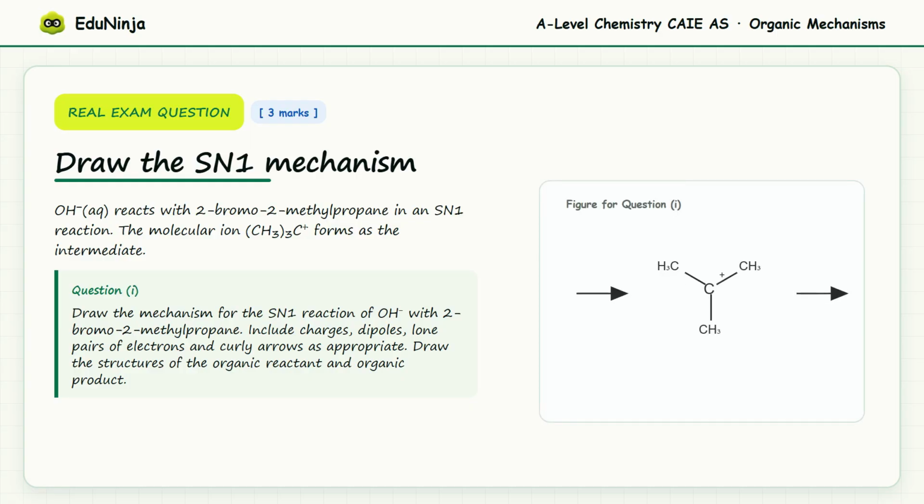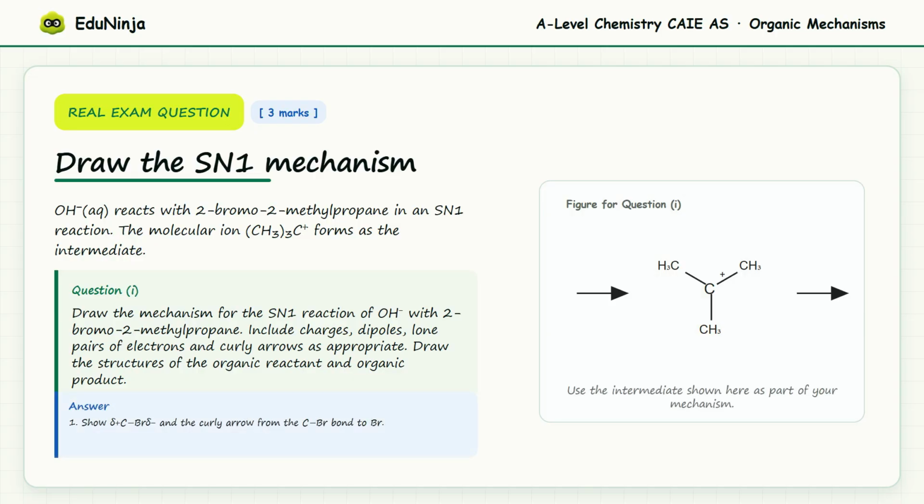Before we answer, look at the intermediate on the right. The tertiary carbocation forms after the carbon-bromine bond breaks. The answer has 3 key points. First, show the dipole on the carbon-bromine bond and draw the curly arrow from the bond to bromine. Second, draw the curly arrow from the lone pair on oxygen in hydroxide to the positively charged carbon. Finally, the organic product is tert-butyl alcohol.